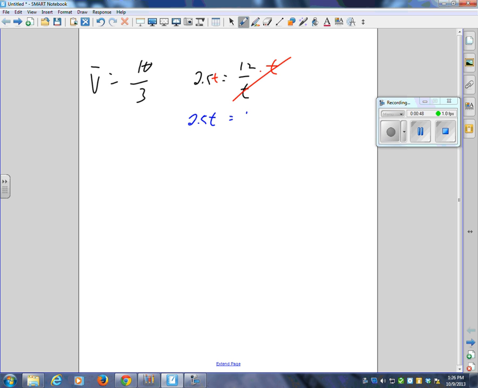2.5 T is equal to 12. Divide both sides by 2.5. T equals 12 divided by 2.5. That's sort of the long mathematical proof. What I recommend you just think about is 2.5 equals 12 over T.